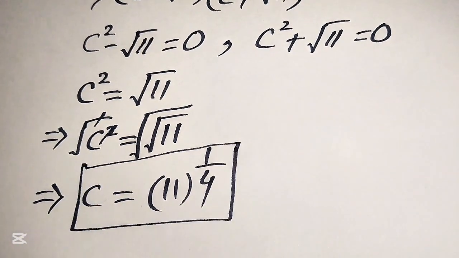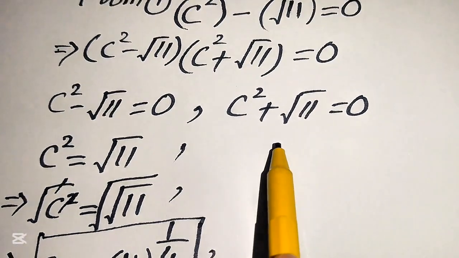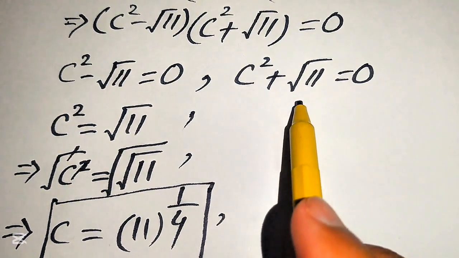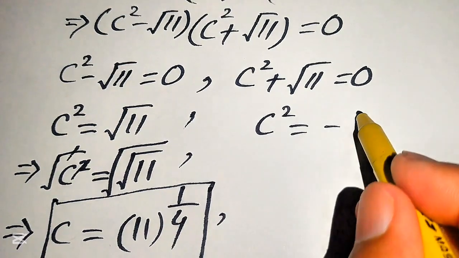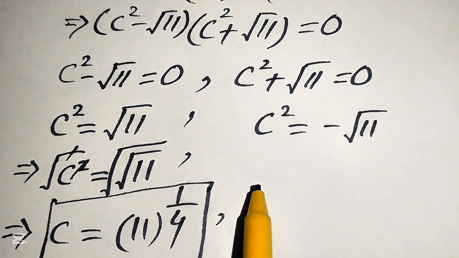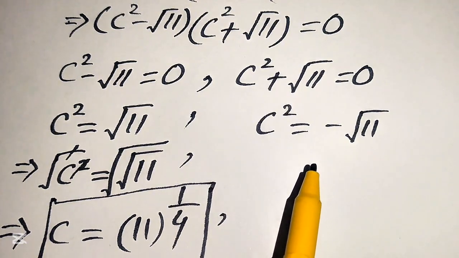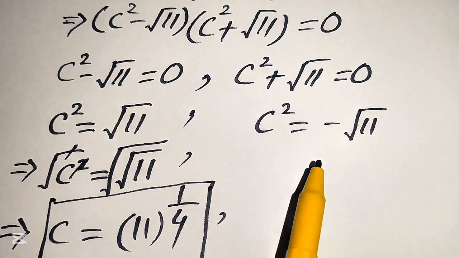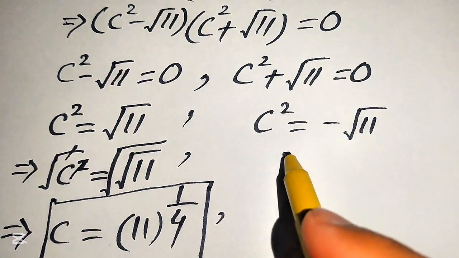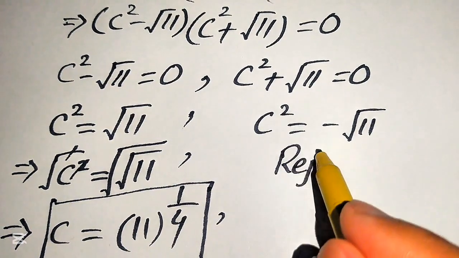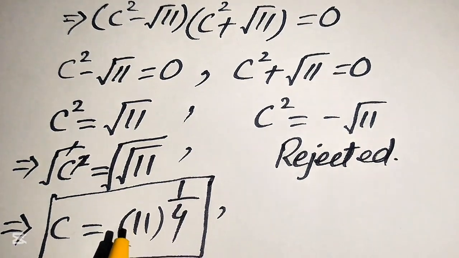Now we move forward to the other case. We move this plus square root of 11 to the right hand side, and it will be written as c square equals minus square root of 11. Here c square equals a negative value, but at the start of the problem we said that c must be a positive real number, so this becomes negative. So we can reject this case, because we can only solve for positive real values of c.